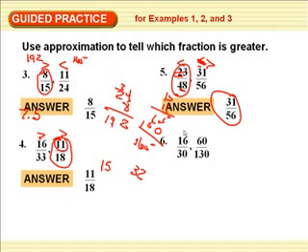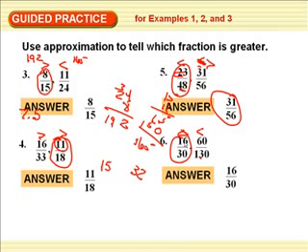Okay, half of 30 is 15. 16 is just a little bigger, so that is greater than a half. Half of 130 is half of 120, 65, and that's less than. So the answer is 16/30 because that's bigger than a half. That's kind of fun to use approximation. Think of it that way.